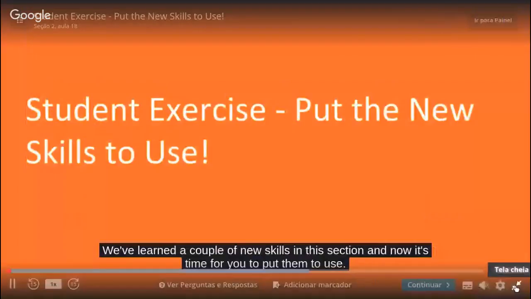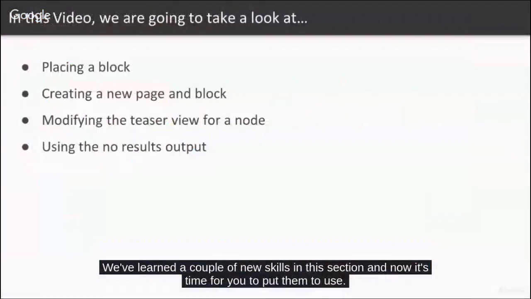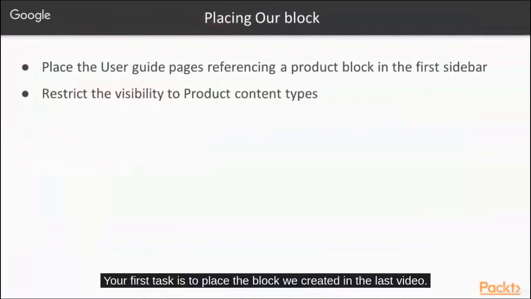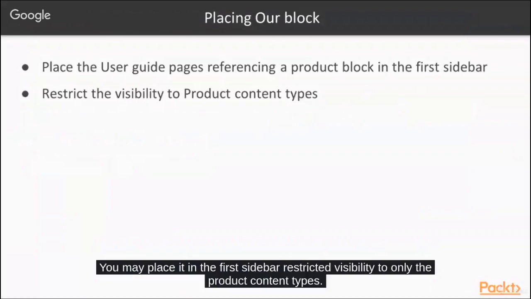We've learned a couple of new skills in this section, and now it's time for you to put them to use. The first task is to place the block we created in the last video. You may place it in the first sidebar. Restrict the visibility to only the product content types.